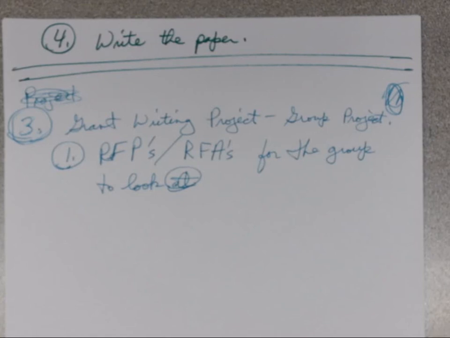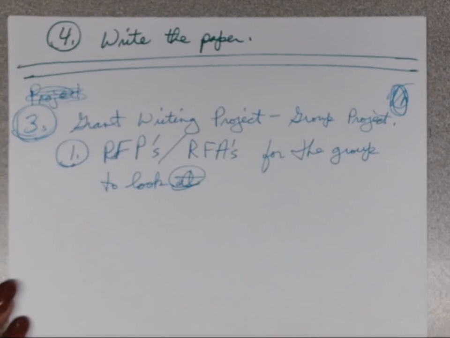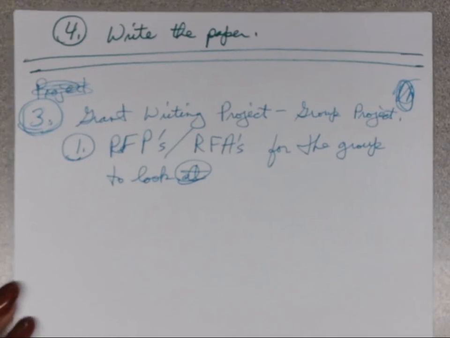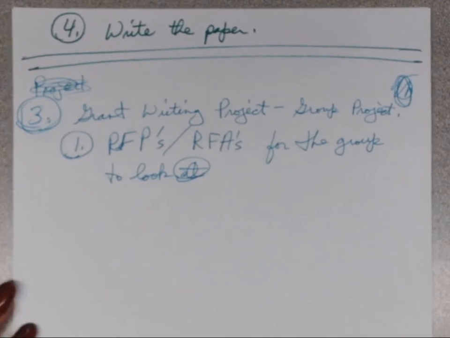But what you're going to need to do is go out and look for some kind of grants that are out there. Now, if it's an old grant, that's okay, but I'd rather they be active grants, things that they're really looking for right now. And you're just going to post this into D2L so that everybody can take a look at the RFAs. And as a group, we'll decide which ones we want to write and which ones we don't.